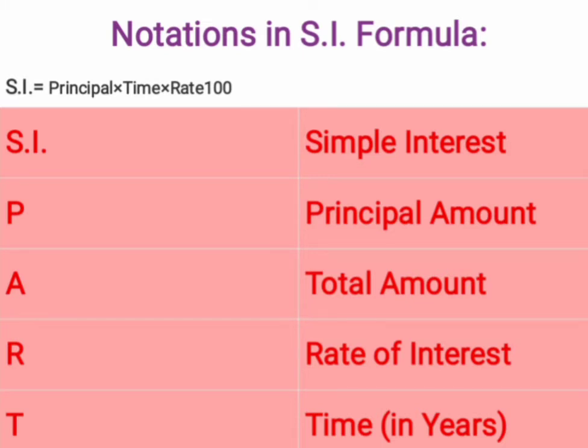Let's see some notations of the simple interest formula. SI is equal to principal into time into rate upon 100. Here SI stands for simple interest, P stands for principal amount, A stands for total amount, R stands for rate of interest, and T stands for time, that is in years.